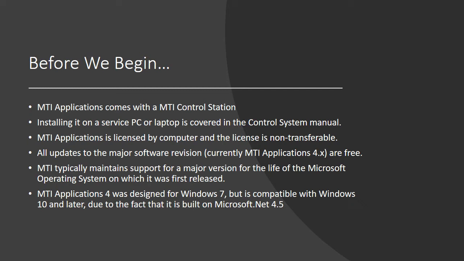MTI typically maintains support for the major version for the life of the Microsoft operating system on which it was first released. And so, for example, MTI Applications 4 was designed originally for Windows 7, but it is compatible with Windows 10 and later due to the fact that it's developed with Microsoft .NET 4.5, and so as long as that is supported, then we should have support for MTI Applications 4 on any later version of Windows. But our lifespan is typically tied to the major version of Windows on which that software was developed.